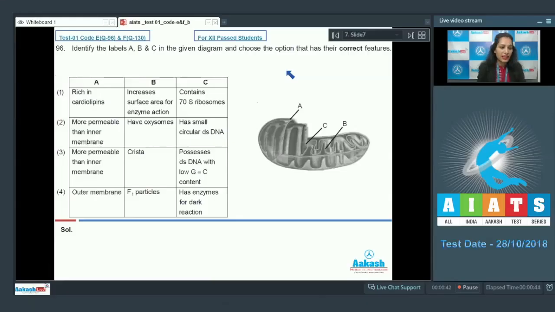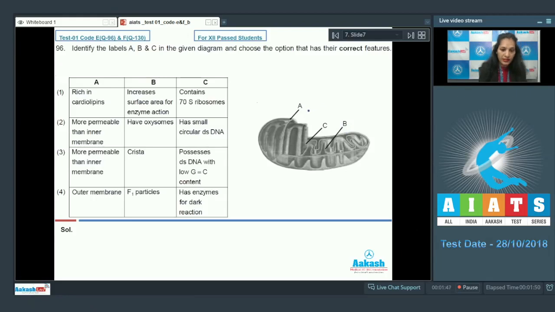Question number 96. Identify the labels A, B and C in the given diagram and choose the option that has their correct features. Here you can see some figure is given, and this is longitudinal section of mitochondrion, and this figure is from your NCERT. You need to recognize A, C and B here and then choose the correct option for the question. So what is A, C and B over here?